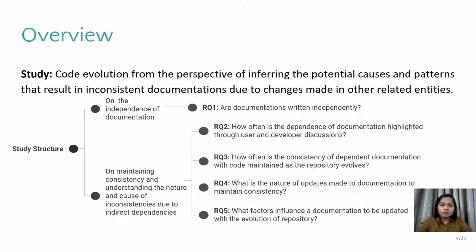Motivated by this problem, we carry out a study in two phases to address five research questions. The first phase studies method documentations to assess how independently they are written with respect to the dependencies on various entities. In the second phase, we study how and why the documentations evolve as various commits are made to a project. We scope the work to indirect dependencies, while the past research has focused on the direct dependencies between a documentation and its directly associated method.